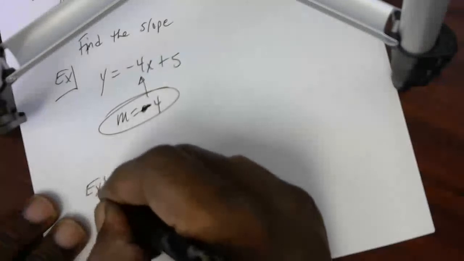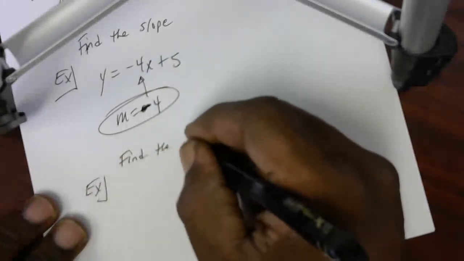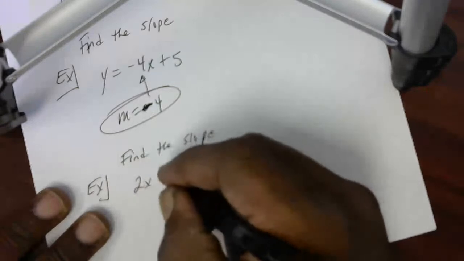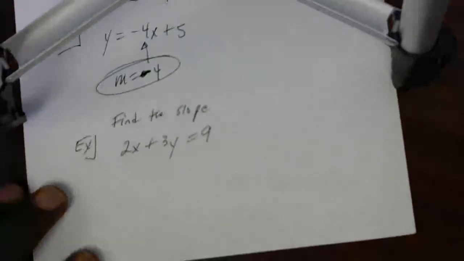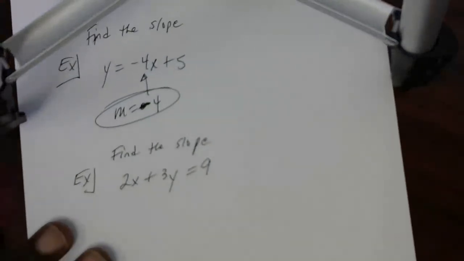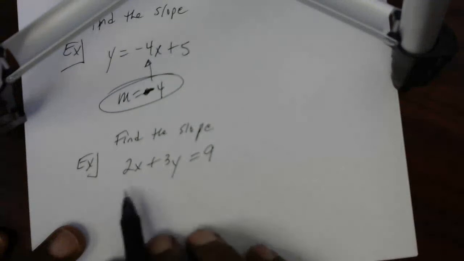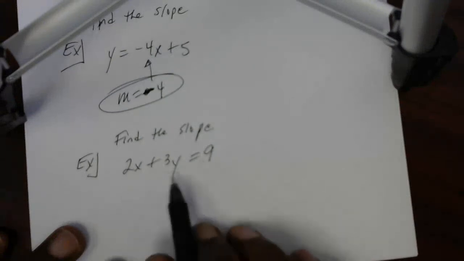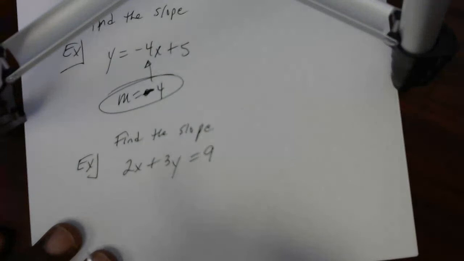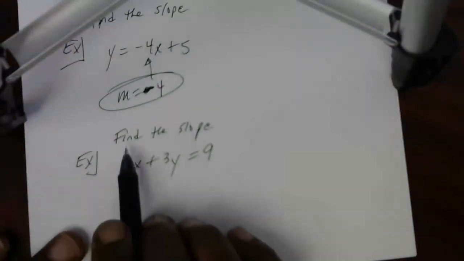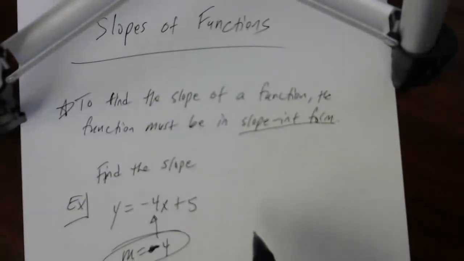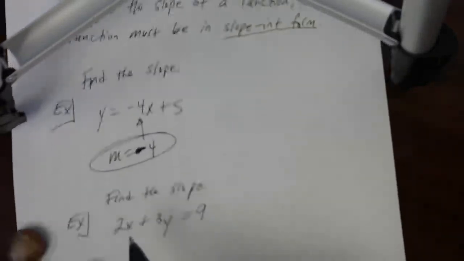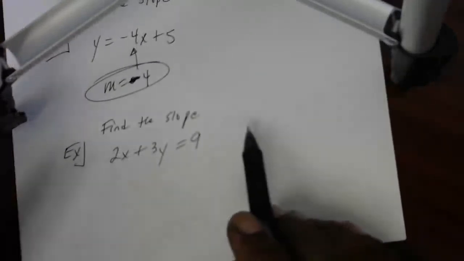So another example, right? Find the slope. 2x plus 3y is equal to 9. Well, if I'm asked to find the slope here, this is not in slope intercept form. This is in what you call standard form. I'll talk more about standard form in just a second. But in order to find the slope, our equation must be in slope intercept form, which means that we must solve it for y. So I'm going to solve this equation for y.